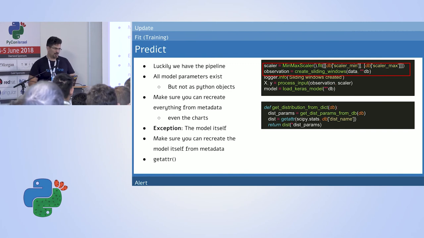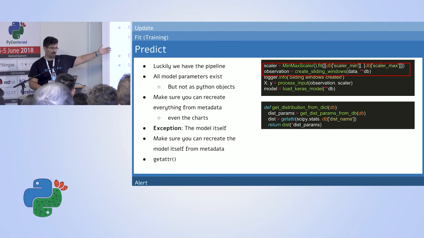I'm creating a scaler from sklearn because neural networks like scaling. And I have the information about the range from the metadata that I saved. I can also create sliding windows from the metadata that I saved, and also it's part of the pipeline. Eventually, I process the input, I load the Keras model, I have information of where it is on the cloud from the metadata that I've saved. Basically, make sure when you're creating models, save all the metadata somewhere that you can recreate them quickly.